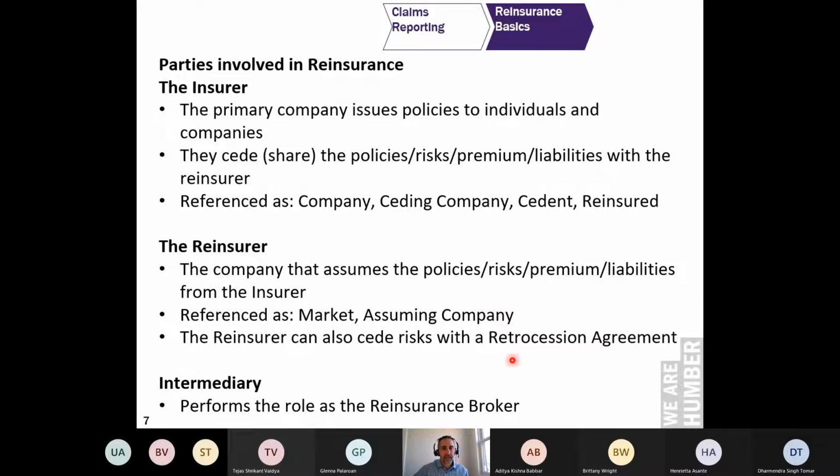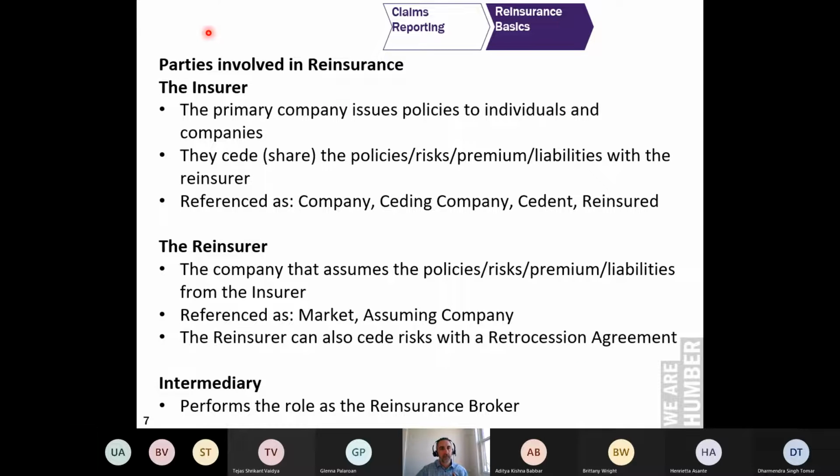And then you might see this term retrocession. That just means that the reinsurer then groups its risks and has another reinsurance contract with a different reinsurer. So that idea of a reinsurer entering into another reinsurance agreement is specifically referenced as a retrocession agreement.